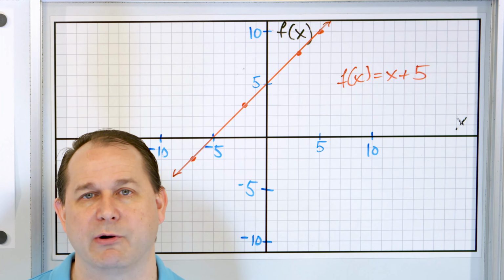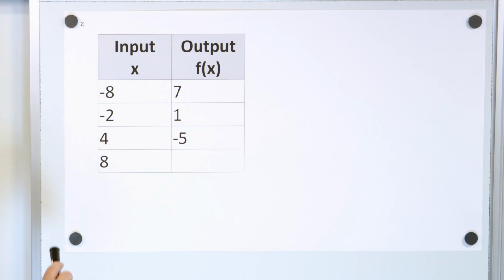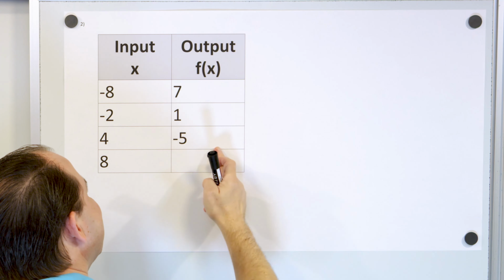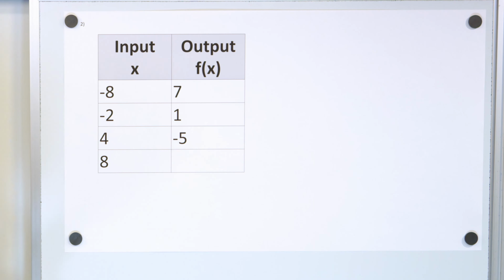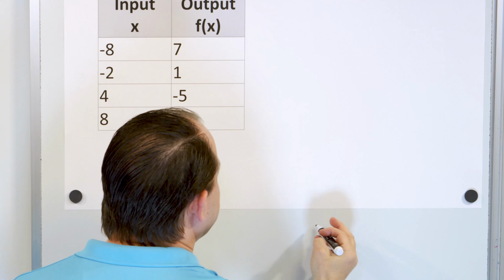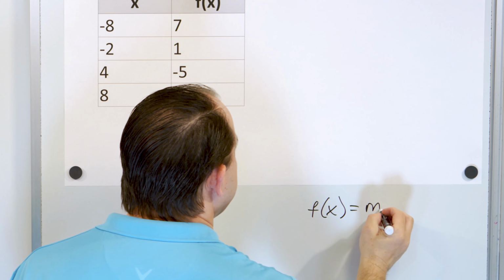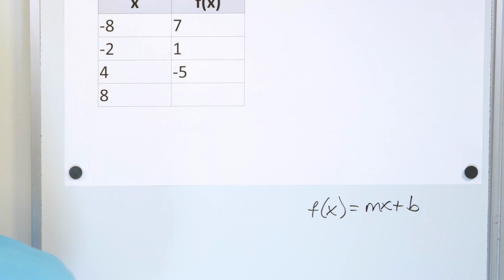Let's do our second problem. All right, let's take a look at problem number 2. We have inputs, which are these numbers here, and then we have the corresponding outputs, f of x, here. And we know, again, we're assuming in all of these cases that we have a linear function, mx plus b. That's what we're assuming for every single problem here.